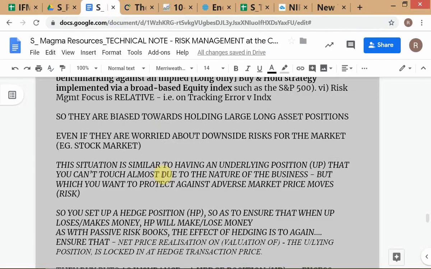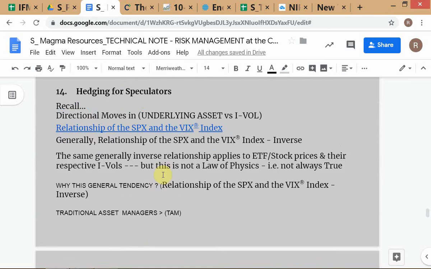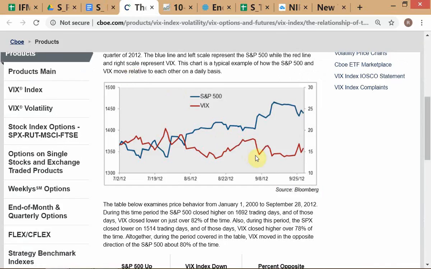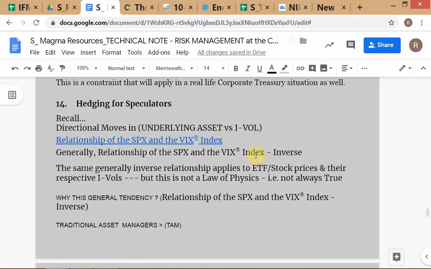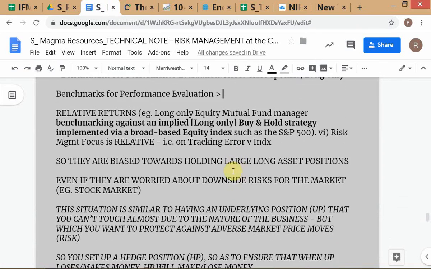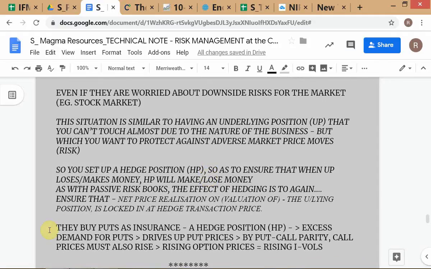Yeah. So under hedging for speculators, all we are saying is that we are bringing you back. That's why I said recall. We are bringing you back to this idea we have already discussed, which is the inverse relationship between the S&P and the VIX. First, I wanted to recap the logic for this because many of you made mistakes in the exam. What is the logic that creates this inverse relationship, which is not a guarantee, but a general tendency?